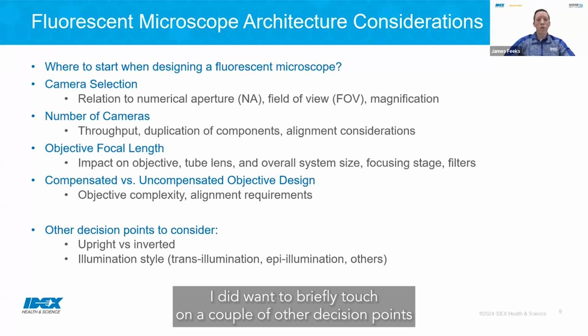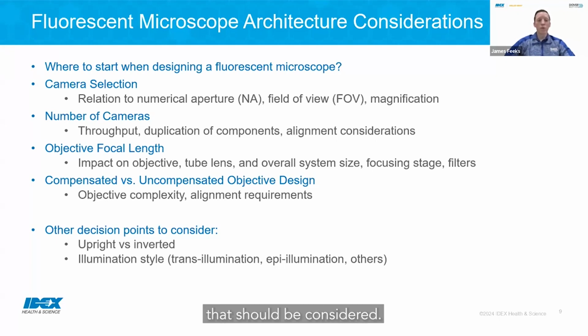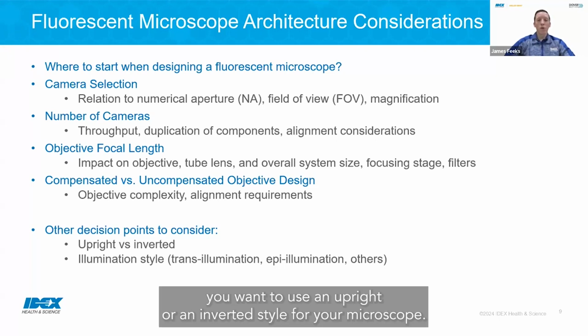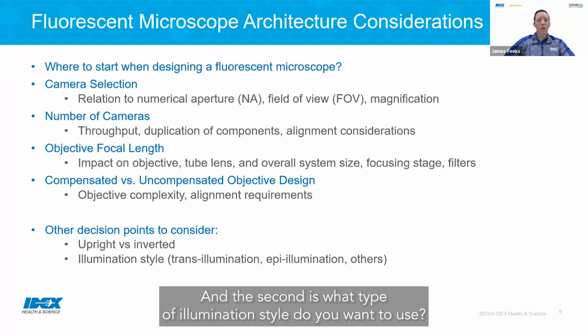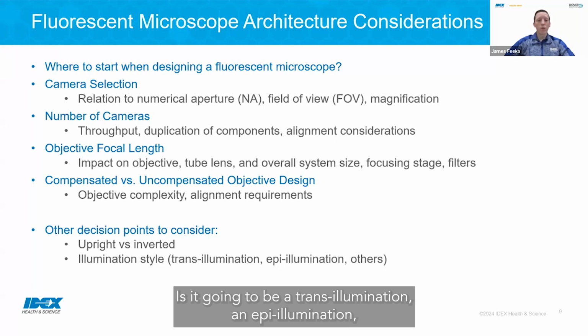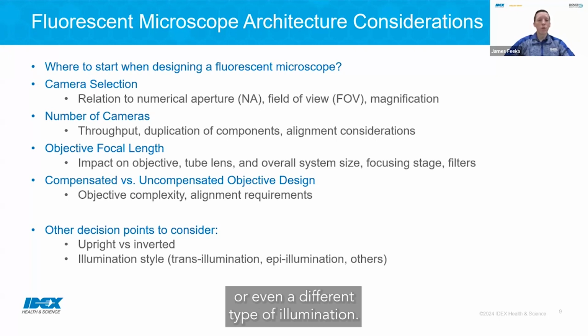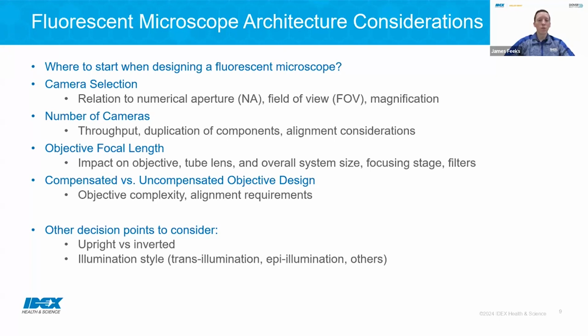I did want to briefly touch on a couple of other decision points that should be considered. The first is whether or not you want to use an upright or an inverted style for your microscope. And the second is, what type of illumination style do you want to use? Is it going to be a transillumination, an epi-illumination, or even a different type of illumination?